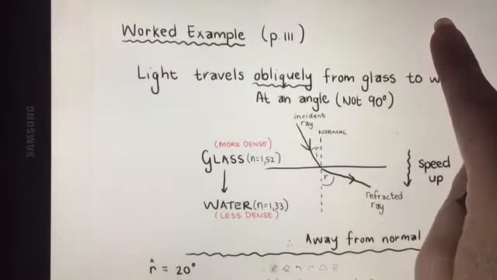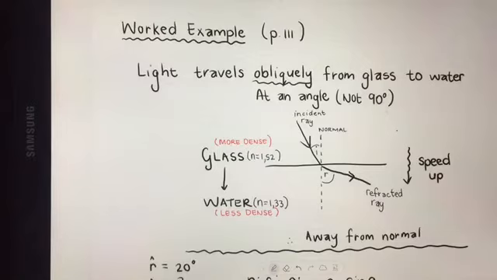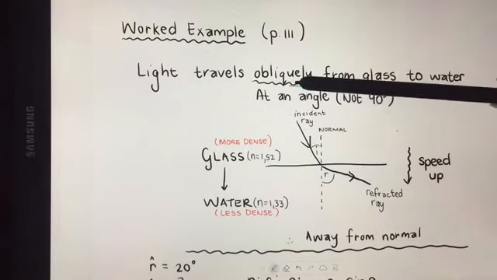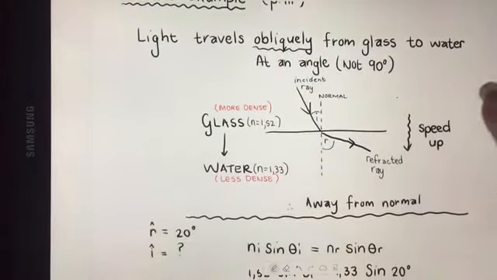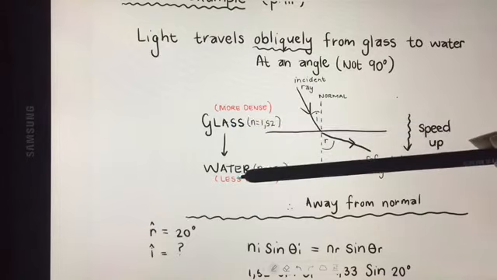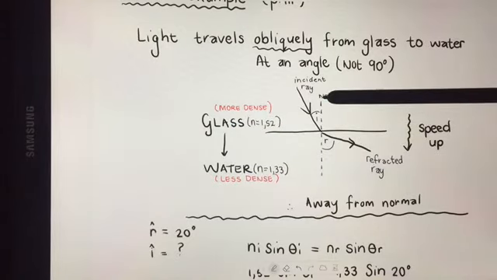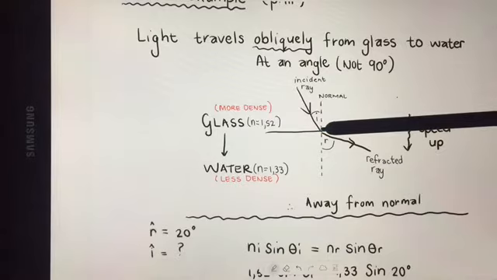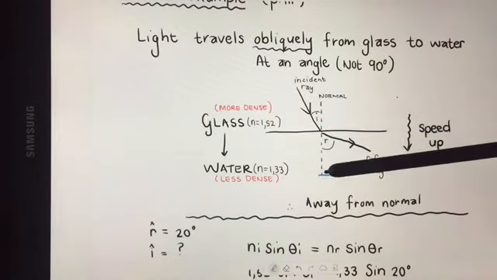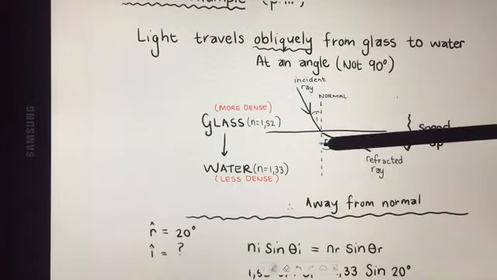The example that I would like to use is the worked example on page 111. They say that light travels obliquely from glass to water, and this just means that the light strikes the boundary at an angle, but not 90 degrees. I've done a little illustration here. They do ask you to do that as well. Light is traveling from glass to water. If it strikes the surface at 90 degrees, although the speed is affected, the direction isn't, and it would just travel along the normal.